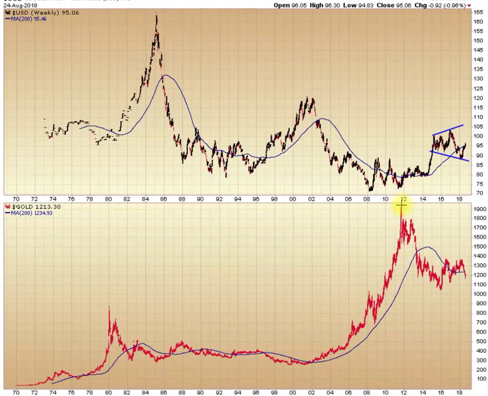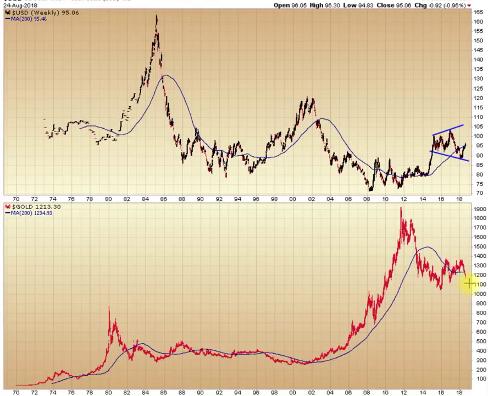in gold. So now the question is, has gold topped like it did here, and we're going to go sideways for another 20 years? Or is this move down just a fake out move before gold starts to take off and come back up, test these all-time highs, break out above the all-time highs, and finish this bull market that started back in 2001? And it's a tough call.